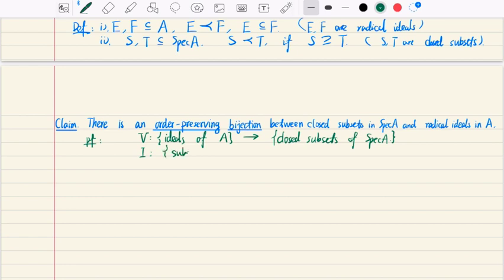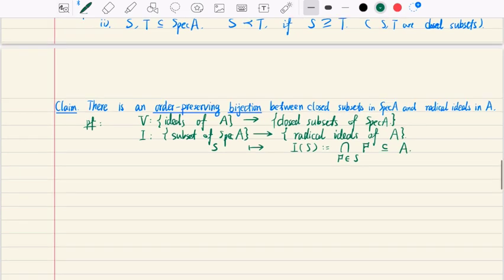For any subset S of the spectrum, define a map on it, mapping to the ideals, in fact the radical ideals of A. IS is defined as the intersection of all the elements, or say all the prime ideals belonging to S, which is of course an ideal of A.